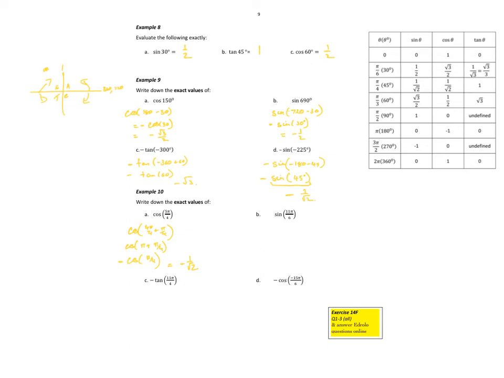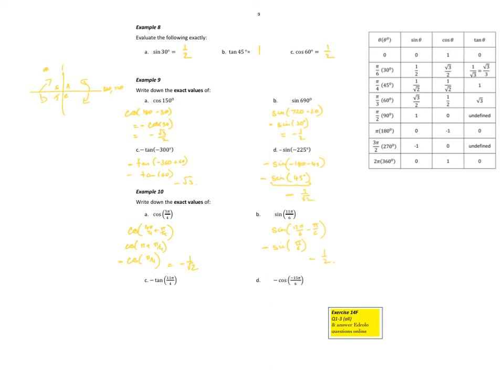11 pi on 6, it's the same. You may not need this line here, but that's 12 on 6 minus 1 on 6, which is the same as pi on 6, but we're at the 2 pi mark less an angle. So we're in the fourth quadrant where sine is negative, which is negative a half, because sine pi on 6, check the table, is a half.